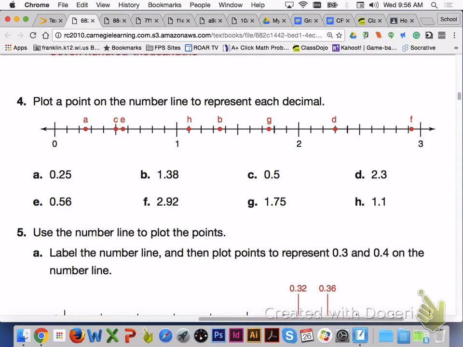Here are the points that you should have plotted on the number line for letters A through H to represent each decimal. Please check the points over that you plotted with your group members. Let me know if you have any questions.